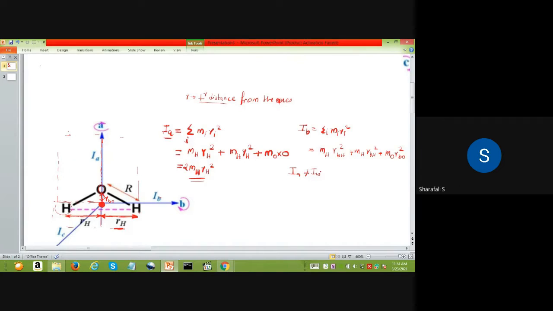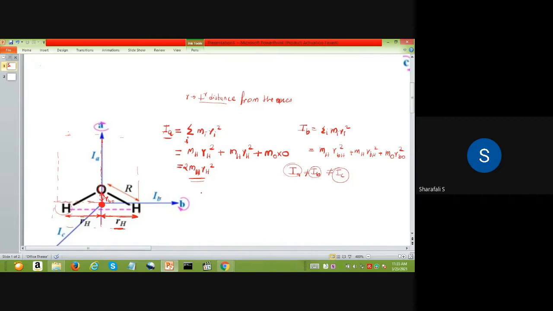Okay. And similarly, you can calculate the value of IC also. Take the same kind of analysis, and the contribution from IC will also be different for hydrogen and oxygen. Then you can also find that IB is not equal to IC for the water molecule. So what I'm saying is that depending on these values of IA, IB, and IC, we can classify these molecules accordingly.